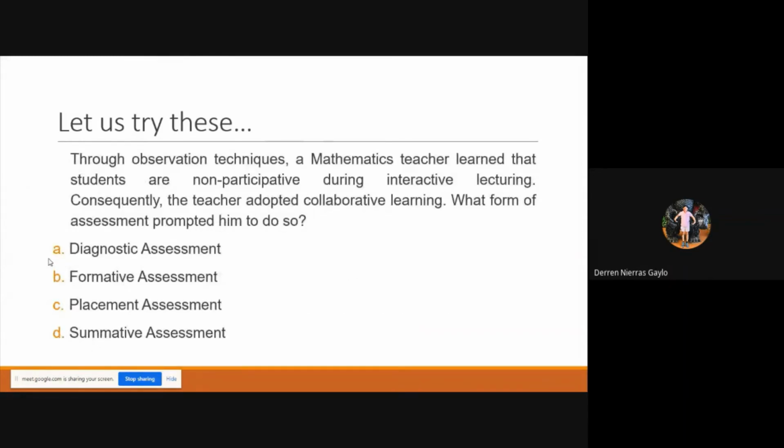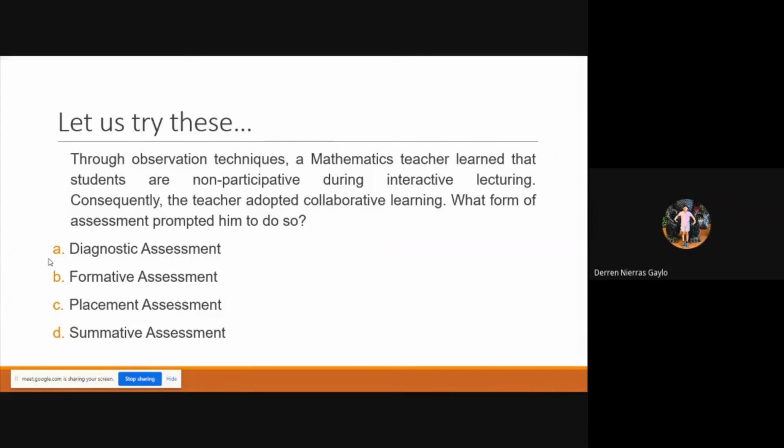Okay, how about this one? Through observation techniques, a mathematics teacher learned that students are non-participative during interactive lecturing. Consequently, the teacher adopted collaborative learning. What form of assessment prompted him to do so? Take note, the teacher made use of interactive lecturing, but the students are non-participative. So the teacher used another strategy, which is collaborative learning. Which assessment prompted the teacher to do so?